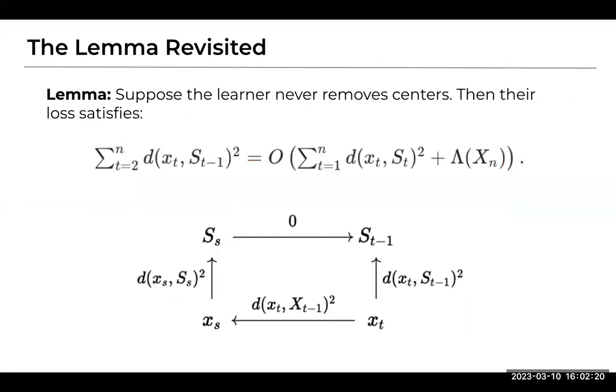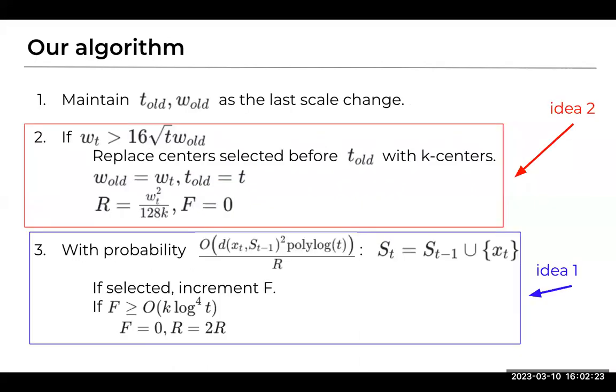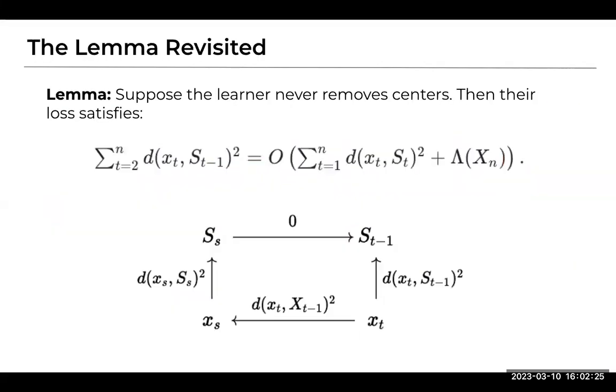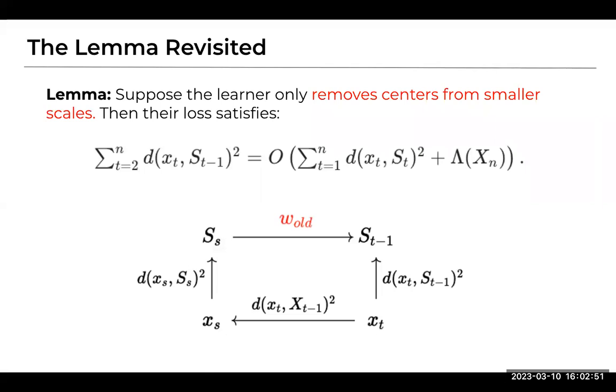Before I go into why our algorithm works well, one of the first things I want to do is reassure you that our lemma is actually not damaged, even though we're now deleting centers. This was the critical diagram for our lemma, where we took x sub t, and I renamed it to s for some reason, but this was supposed to be x sub p sub t. In this triangle inequality, the only thing that changes is the distance from s sub s to s sub t minus 1 is not 0 anymore, because we might be deleting points now. This just gets replaced by W old, which is the old k-centers cost.